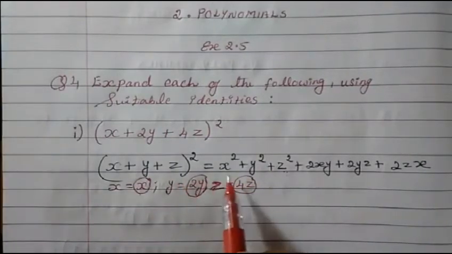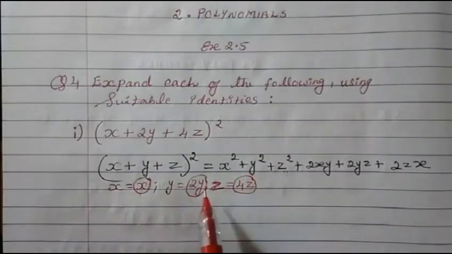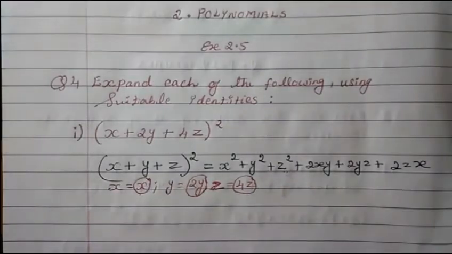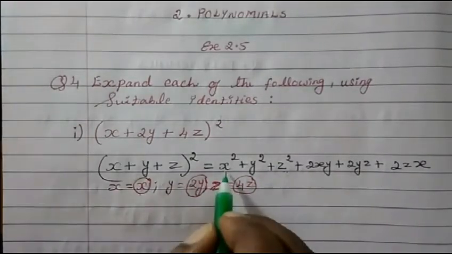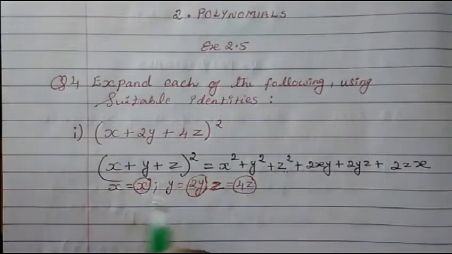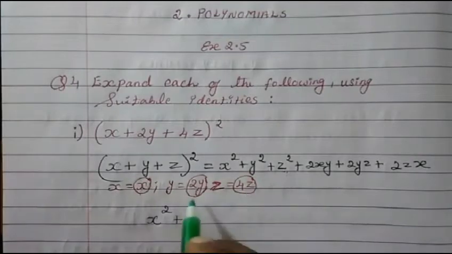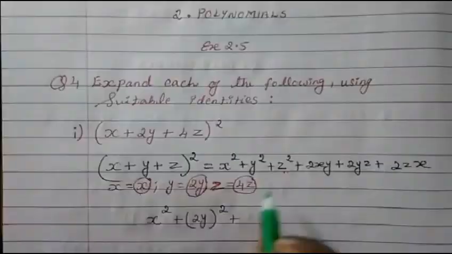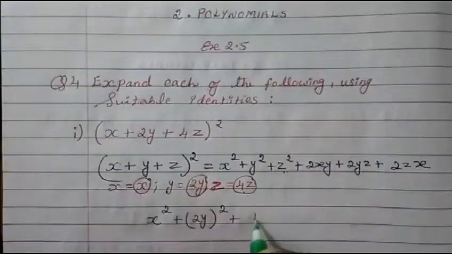So wherever x is there, we have to put x. Wherever y is there, the y value. Wherever z is there, the z value. That's it. So let's begin. In the place of x, what is there? x is there, so let's write down x. Then the square, plus in the place of y, what is there? 2y, so 2y, and then the whole square. Then plus, in the place of z what we have? 4z, so 4z whole square.